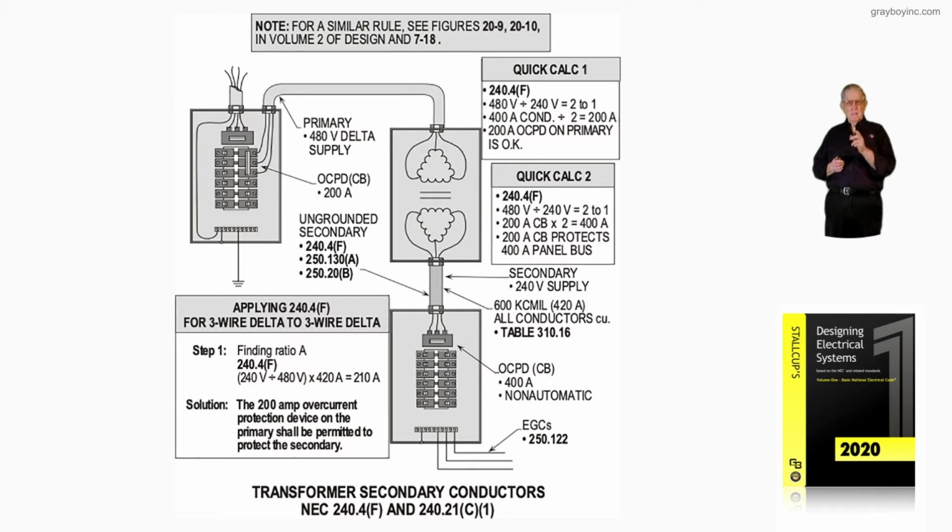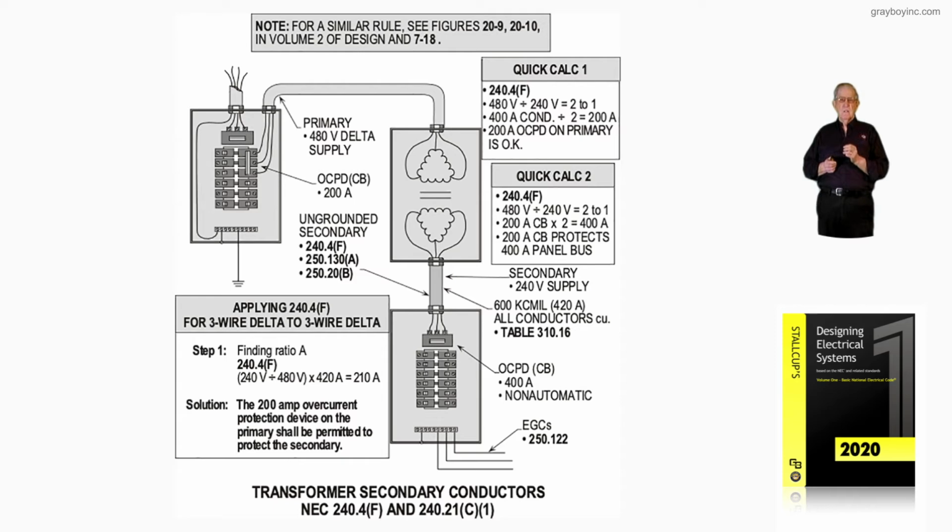The primary overcurrent device is protecting the whole system, and that's what this illustration is showing. As long as you have a 400 amp main there, say, and 600 kcmil conductors, good for 420 amps, or parallel conductors that would give you 420 amps, then terminated to a 400 amp device, this would be legal as shown in the boxed-in information applying 240.4(F) for a 3-wire delta and a 3-wire delta.